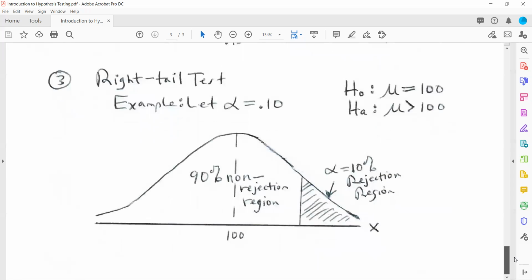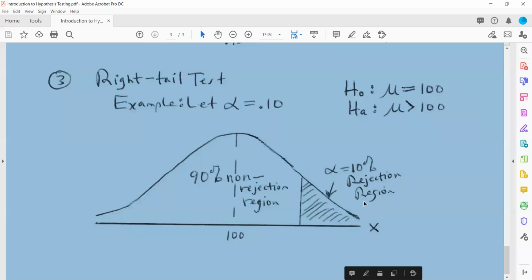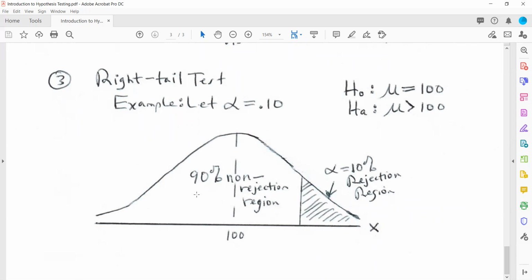Finally, the right tail test here. If our alternative hypothesis is a greater than symbol, then we look at alpha and we place it entirely into our right tail. In this case, it's 10%. We call that the rejection region. The mean of 100 is placed in the middle. So we have our 10% rejection region, 90% non-rejection region. Again, we plot where the sample mean is. If it's in this rejection region, we reject the null hypothesis. If it's in this region, we do not reject it. So that's basically the basics of the rejection region method.